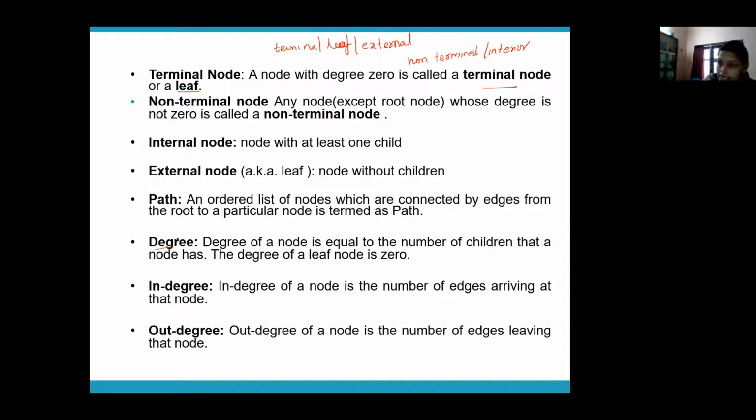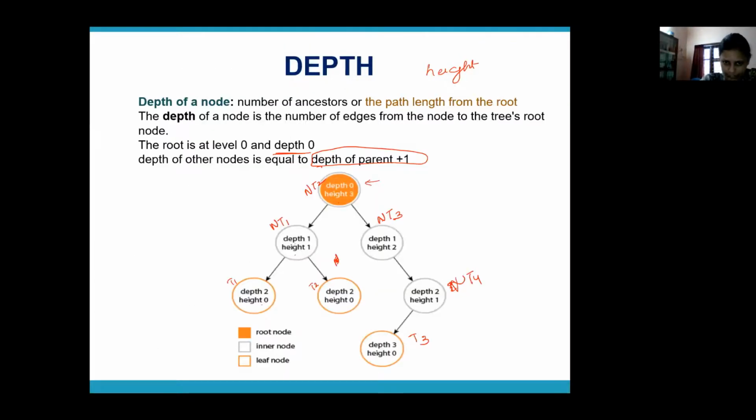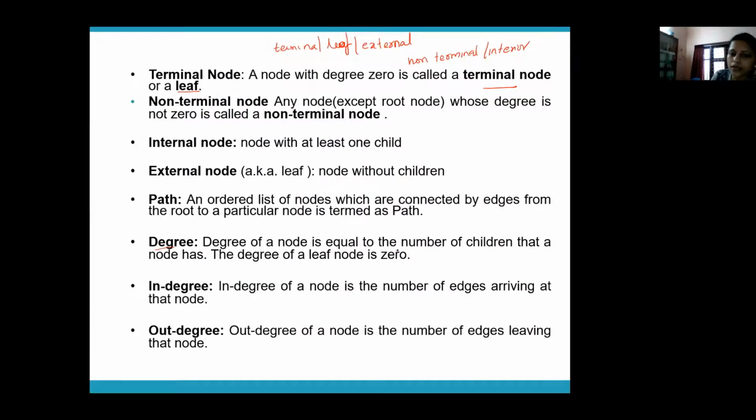Degree is equal to the number of children that a node has, right? So degree means the number of children a node has. The degree of a leaf node is 0. Why? Because leaf nodes do not have children. So if you consider this diagram, what is the degree of this leaf node? It's 0 because it does not have any children. What is the degree of this node? It's 2 because it has 2 children, right? What is the degree of this node? 2, because it has 2 children. Okay, we are talking about the immediate children. So degree of a node means the number of children that node has. That is what is called degree.